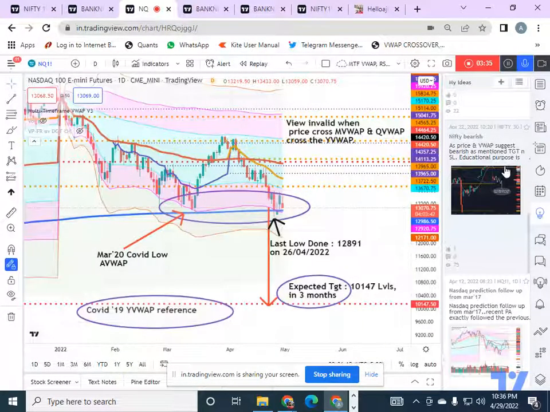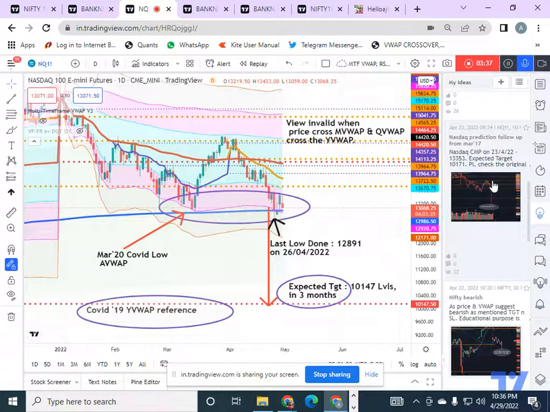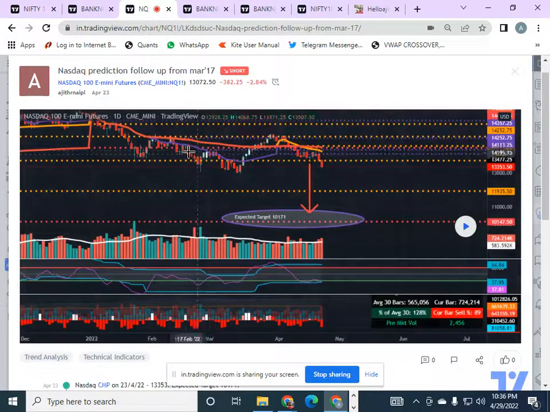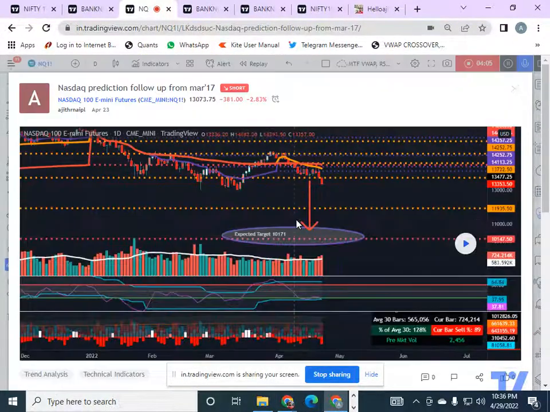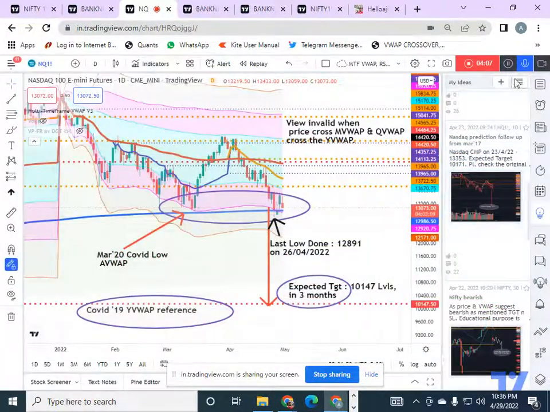Again, one follow-through analysis of Nasdaq I posted on April 23, as a follow-up of the Nasdaq prediction from March 17. Based on the price structure, the day low was 13,353, and the same exact expected target is around the 10,150 to 10,170 levels. Okay, now let us analyze the present structure of Nasdaq.